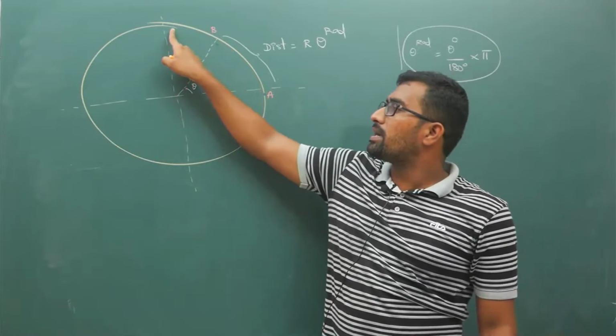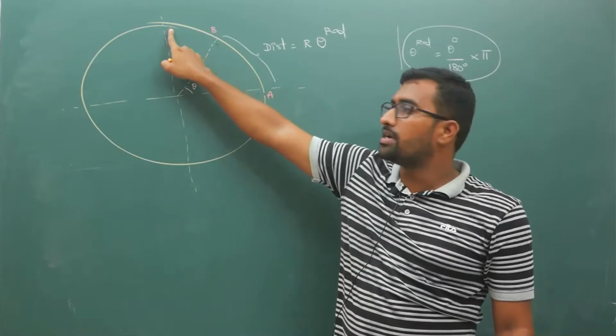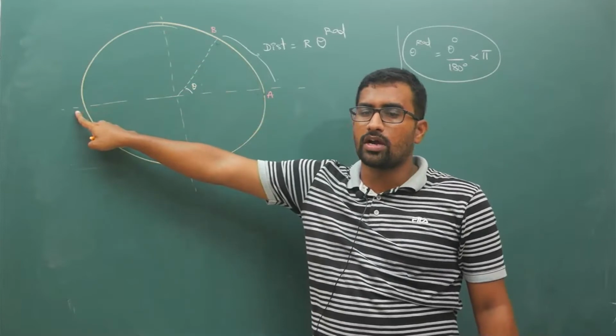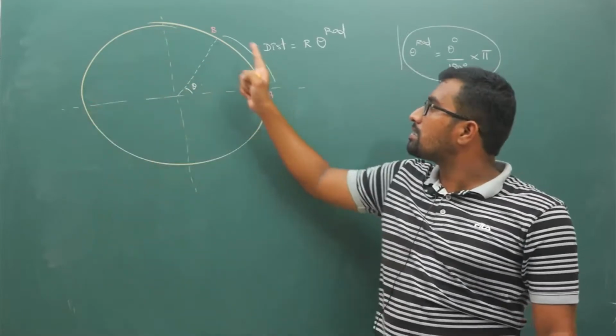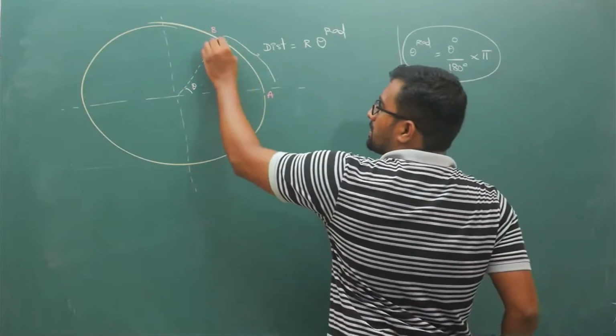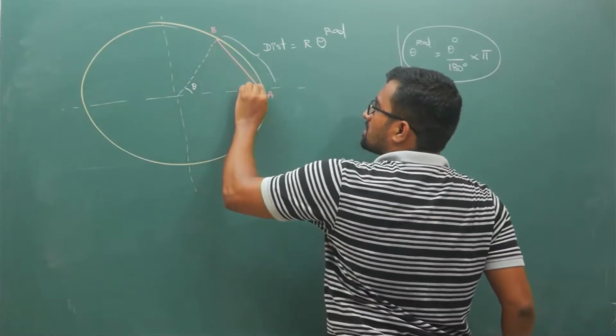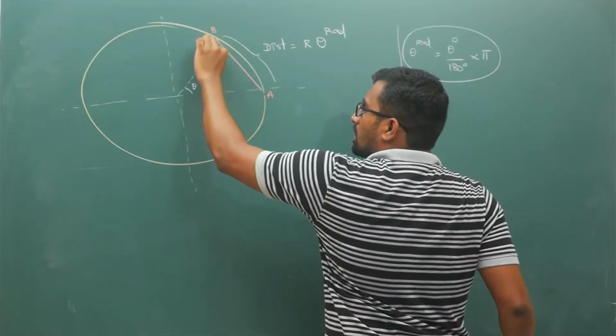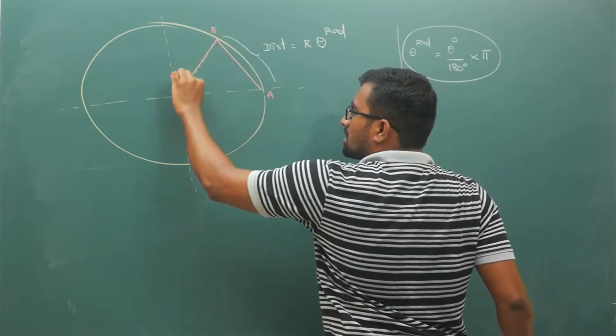If theta is pi by 2, 90 degrees, it will be at this point. Theta is 180 degrees, it will be at this point. Like this, you can generalize this for all the points. Now the important part is displacement, that is your shortest distance. So you are supposed to calculate that shortest distance A to B like this.